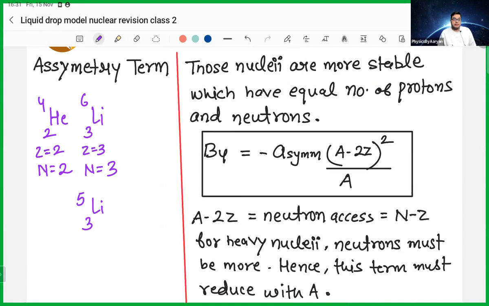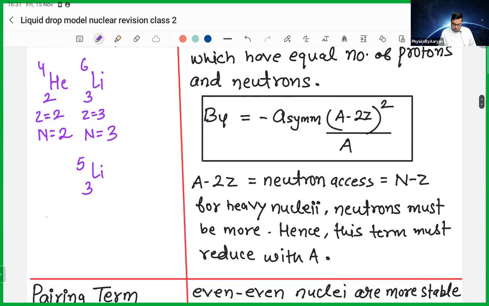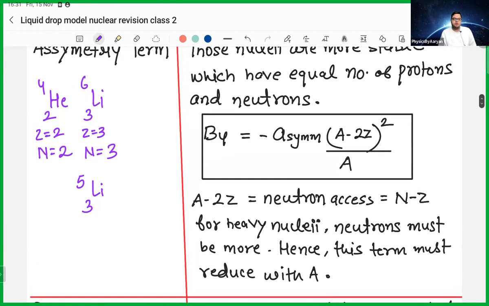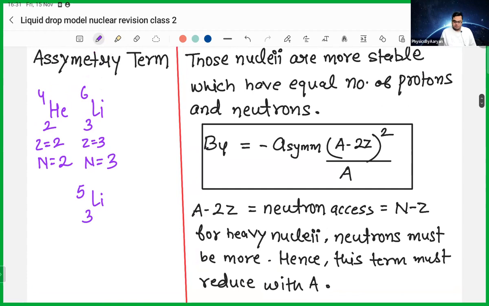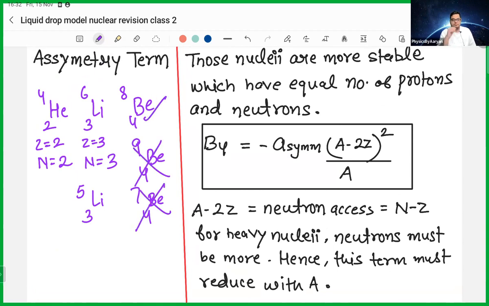Okay, and that is similarly hydrogen, one proton, one neutron. Sorry, no neutron. Sorry, hydrogen we cannot, because hydrogen is not a bound nucleus, so we cannot take it as an example. But if you talk about beryllium 4,8, this is more stable than 4,9 or 4,7. These two are not very stable, but this is stable.